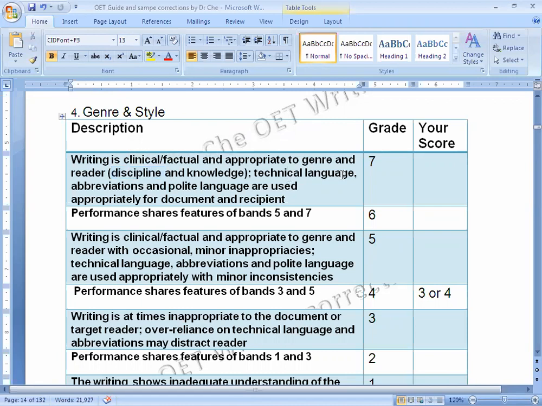If you are writing to mostly medical professionals, doctors, nurses, you should use technical language, meaning clinical language, medical language. Sometimes we are not making grammatical mistakes, but the writing is not clinical, not in classical style. You will not get good marks. We can use common abbreviations in OET. That is not a problem. And we should use polite language.